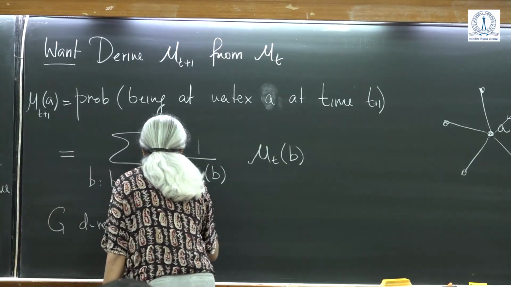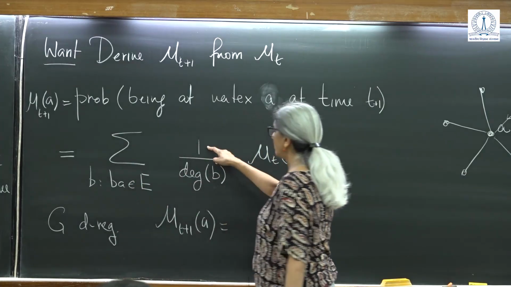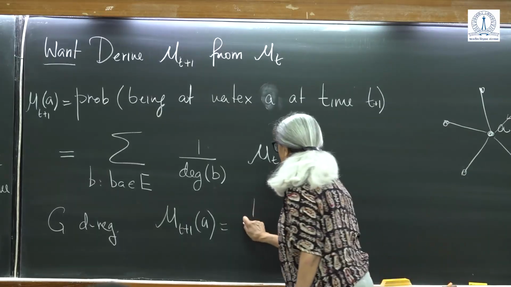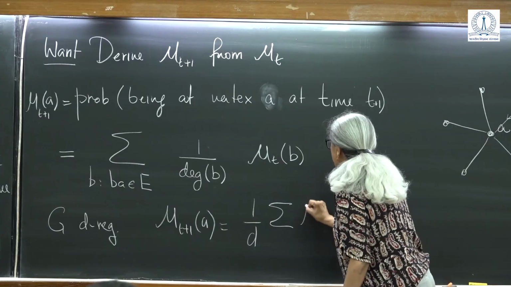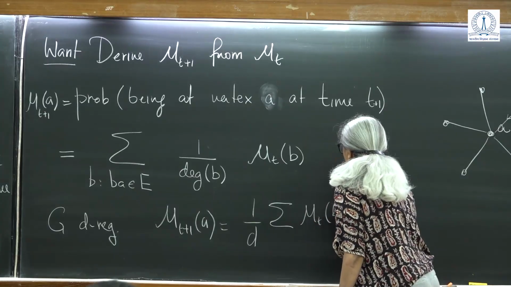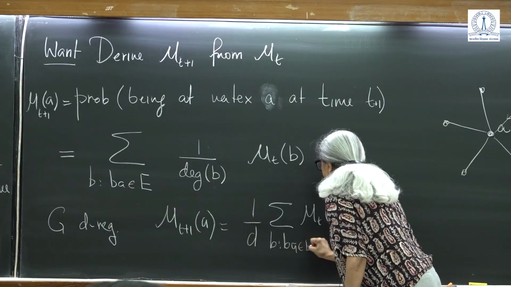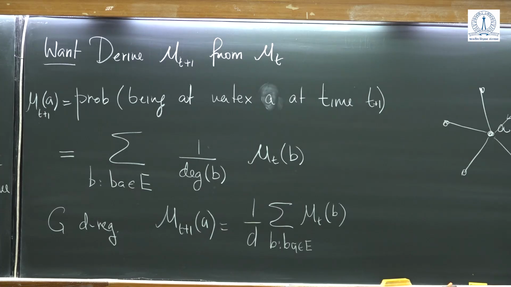So if that is the case, then let's simplify this. So mu t plus 1 of A will become 1 over D, and that's common, so it comes out, okay? So this will become 1 over D, and then I have the sum of mu t of B over all B such that BA is an edge. Everybody okay? This will be the expression if your graph is regular. We can take out this 1 over D, and you get this. Okay?